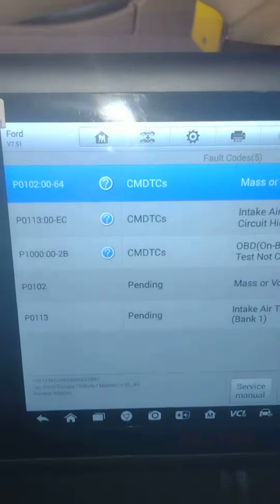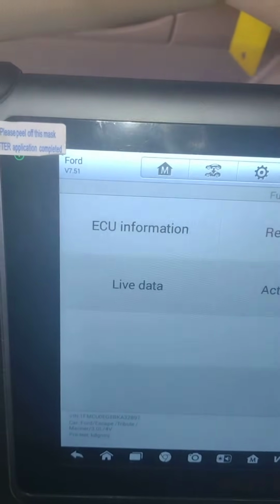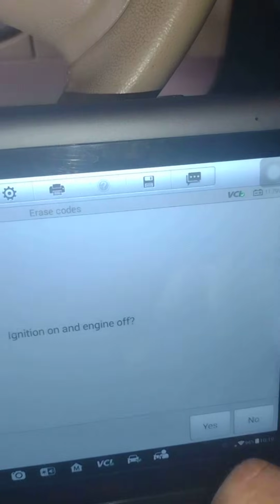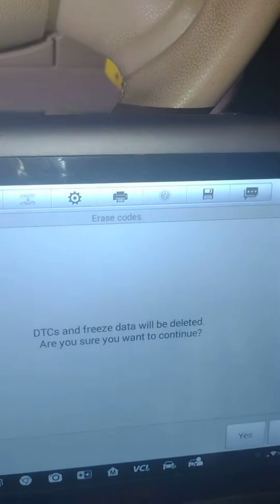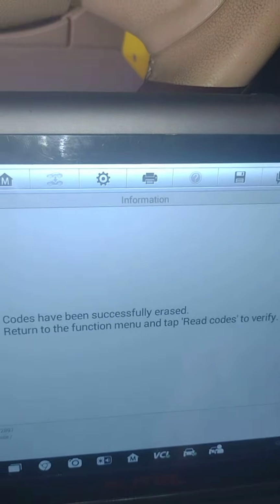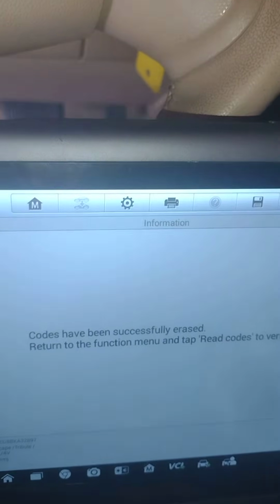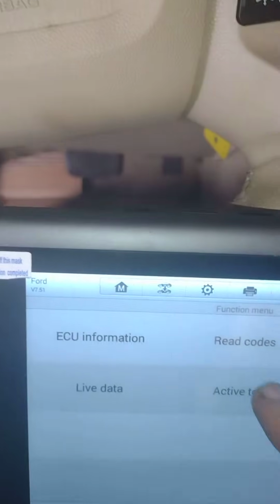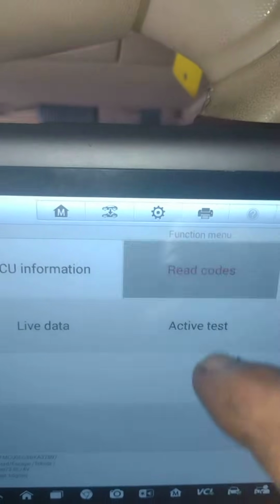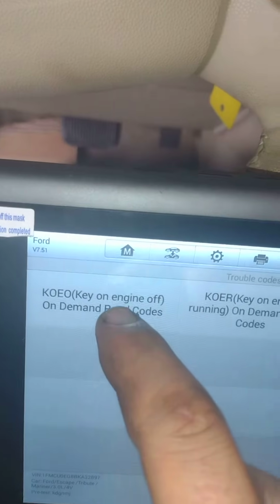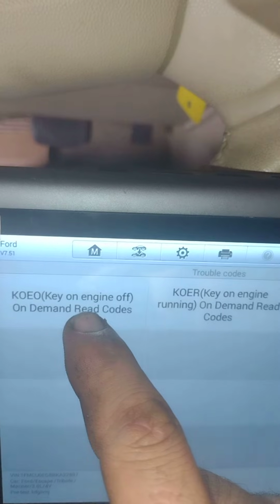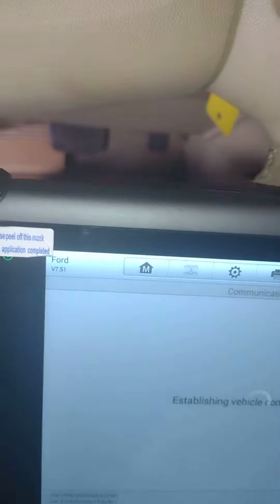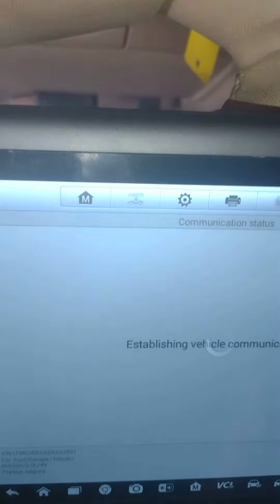So let me go ahead and reset the light. Erase codes. Ignition on, engine off, yes. Just to make sure, we need to read the code again. Always forward to give you more options: key on, engine off, or engine on, key on. So it's going to take a minute here.